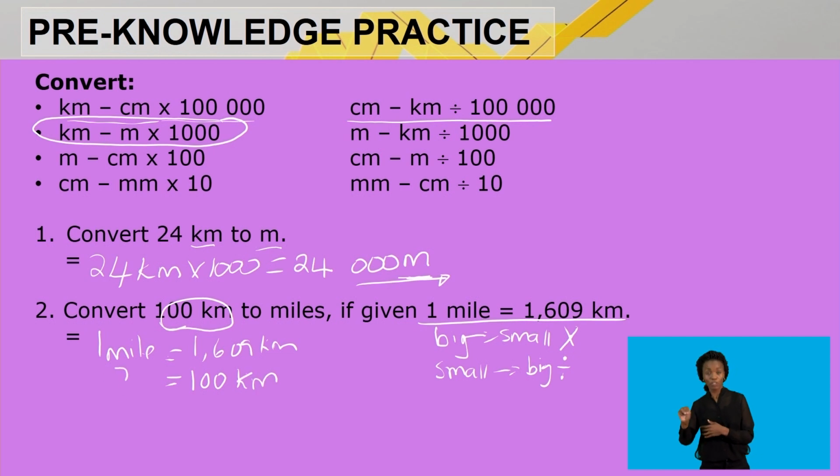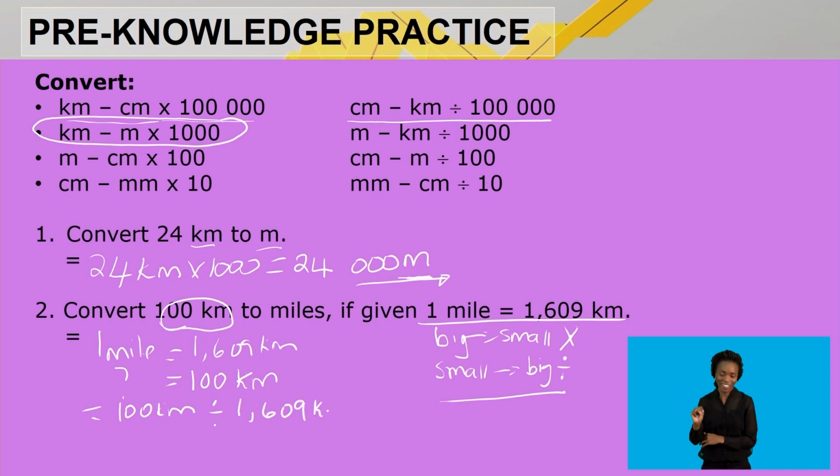So now we are moving from a smaller scale to a bigger scale. So what do we do? We divide. So we are going to divide from the bottom. So we have 100 kilometers, and this is divided by 1,609 kilometers. So this will give us a total amount of 62,15 miles. So this is what you'll be having.